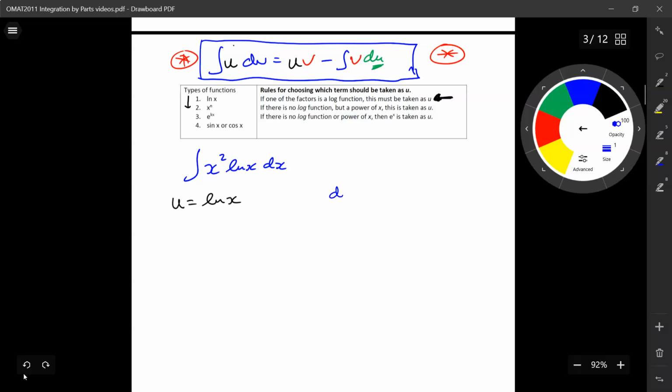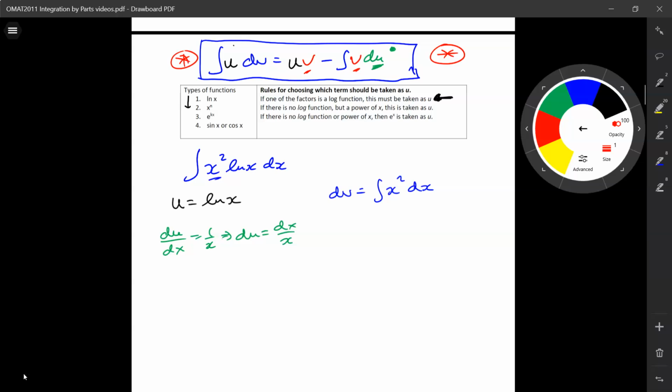dv is everything that's left, so that's x squared dx. So it's the integral of x squared dx. I need to differentiate u, so I get du dx is 1 over x, and I need du for my formula up here. So du is equal to dx over x. I also need to get v for the formula up here. This is used here and here.